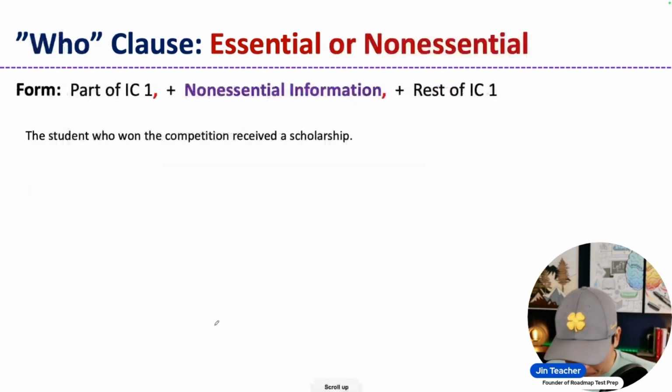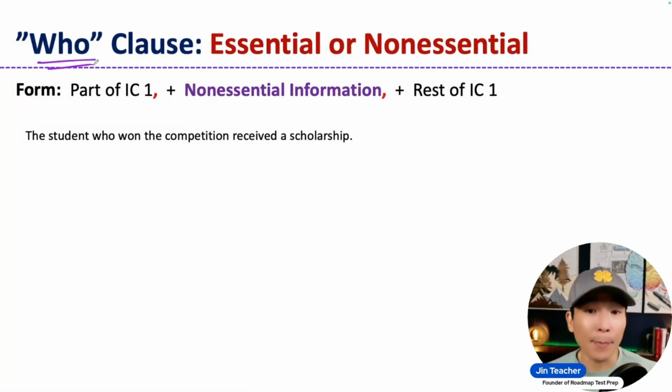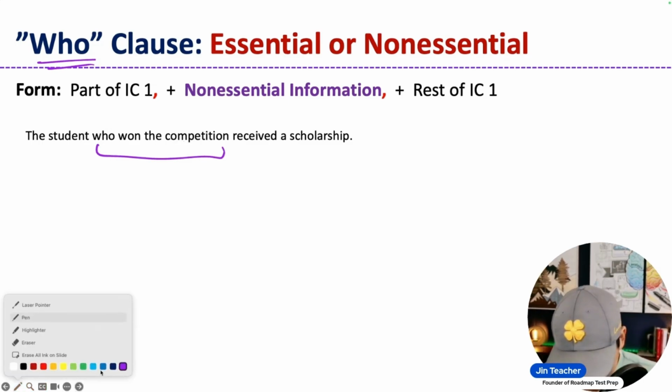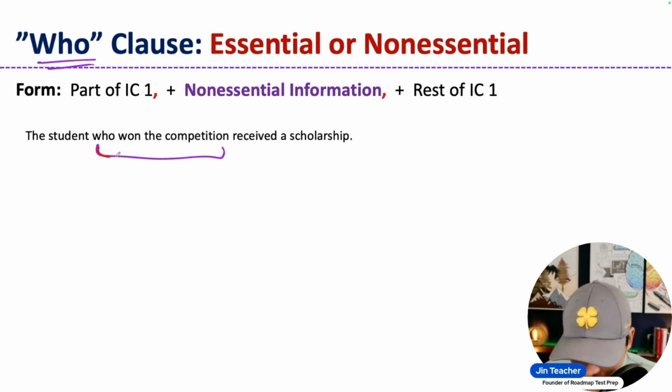Now, what about the who clause, right? So the who clause is also going to be a type of dependent clause, right? A type of relative clause. These who clauses also describe the noun that comes before it, right? So if I say the student who won the competition received a scholarship. So who won the competition would be my who clause here. Well, what does it describe? It describes the student. Which student am I talking about? I'm talking about the student who won the competition, okay?